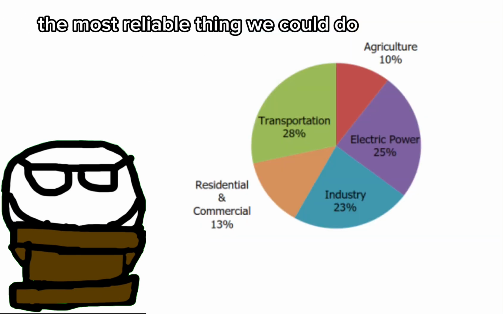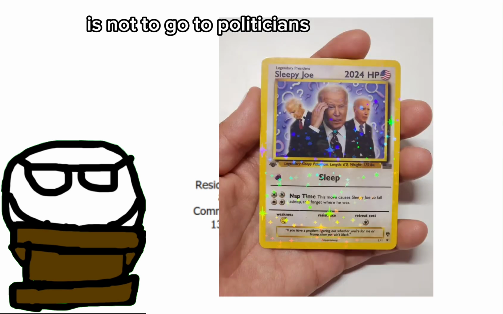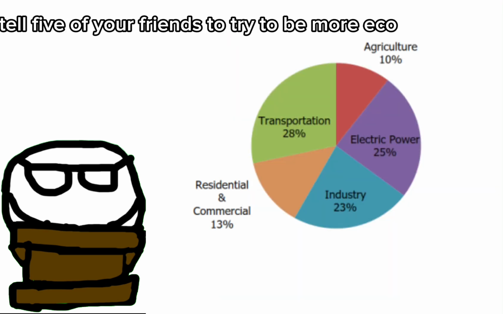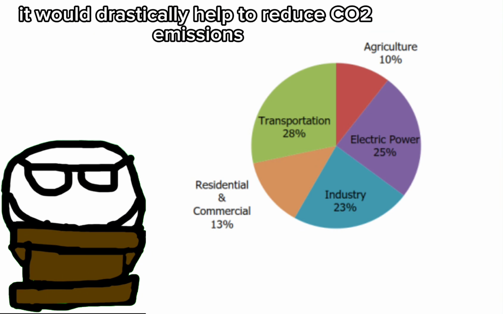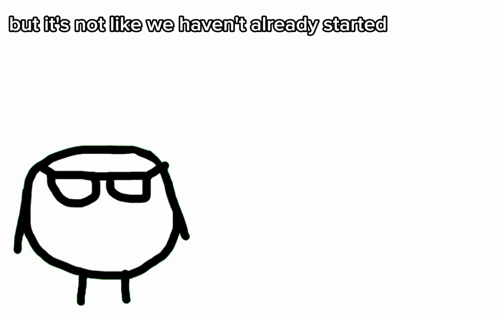The most reliable thing we could do is not to go to politicians, but to go to people. If you can tell 5 of your friends to try to be more eco and provide reasonable evidence to do so, and tell those friends to do the same, it would drastically help to reduce CO2 emissions. But it's not like we haven't already started.